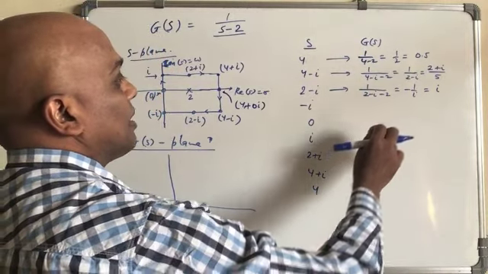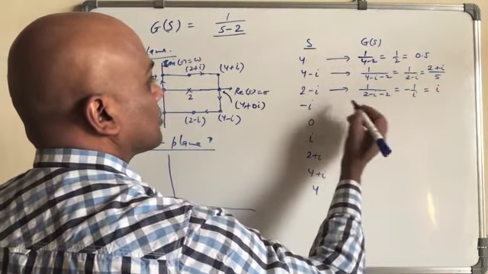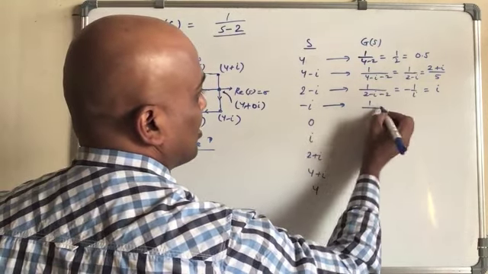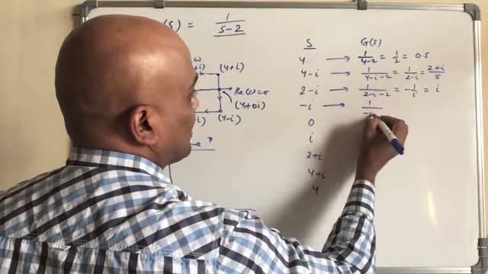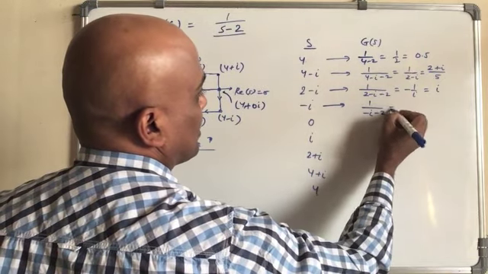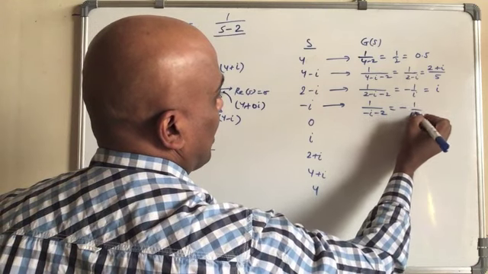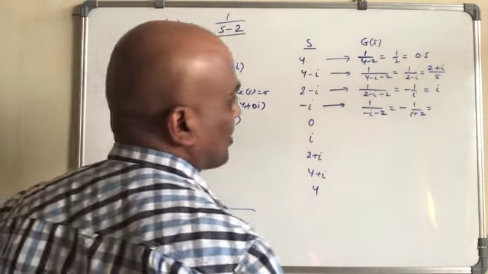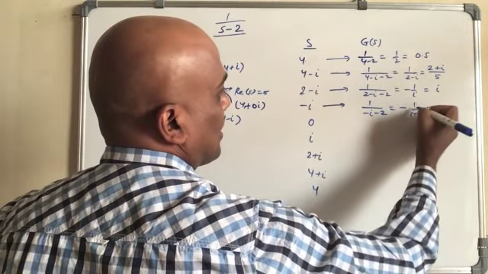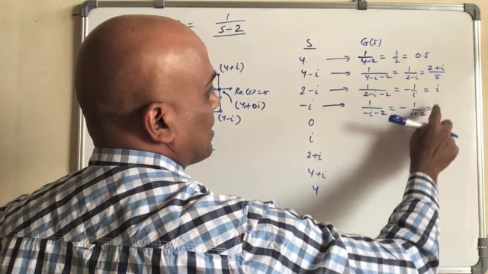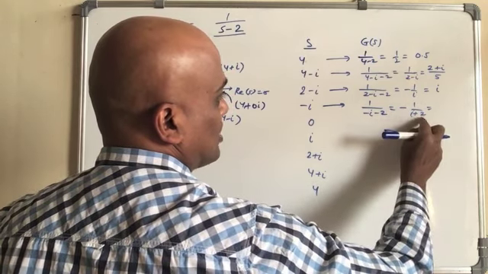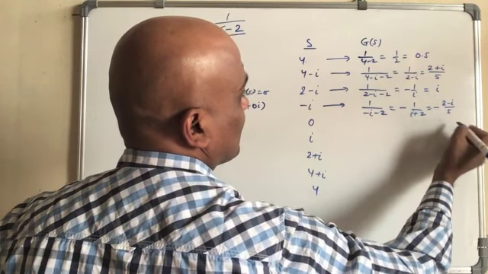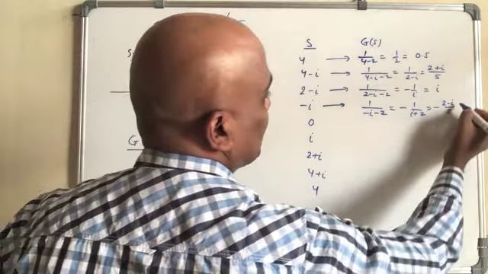Next will be minus i, so we have 1 over minus i minus 2, which is 1 over minus 2 minus i, so we get minus 2 plus i over 5, or simply minus 2.